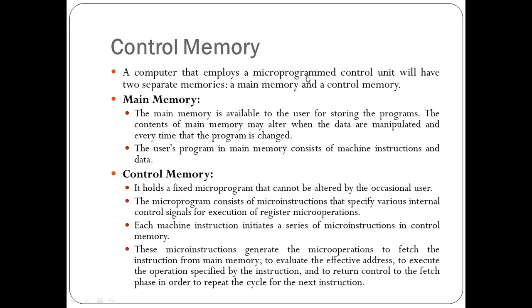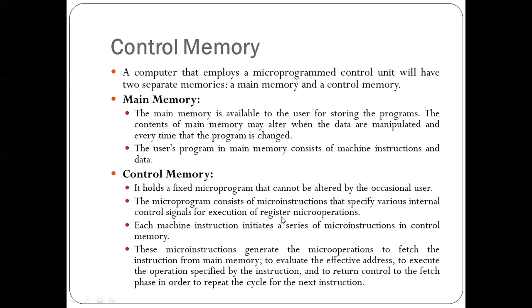So a computer that employs a microprogrammed control unit will have two separate memories. One is main memory, another is control memory. Main memory is available to the user for storing their programs and data. Control memory holds a fixed microprogram which can be altered only by the designer. The microprogram consists of microinstructions that specify various internal control signals for execution of register micro operations.